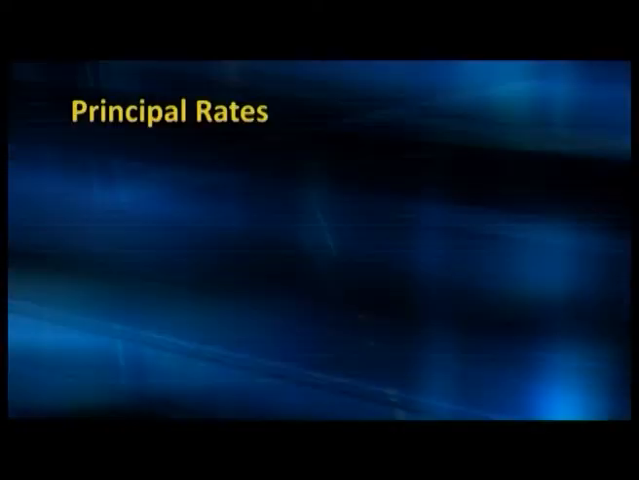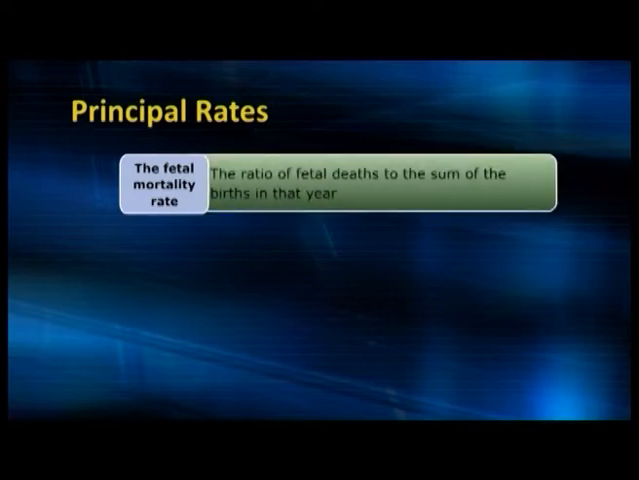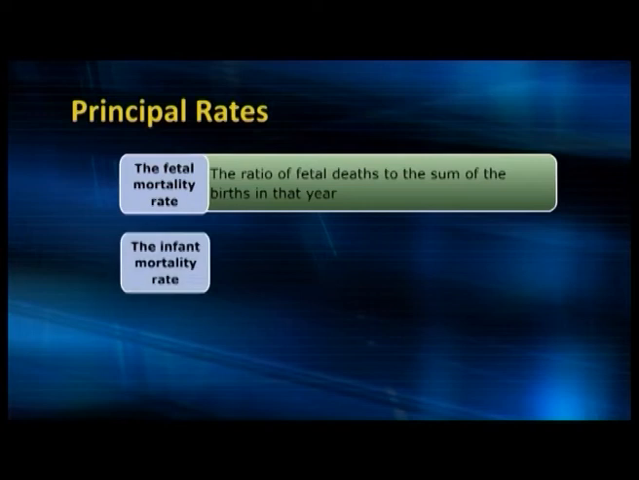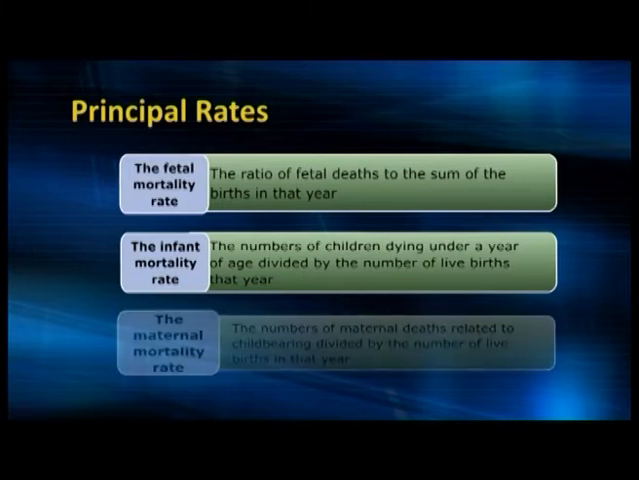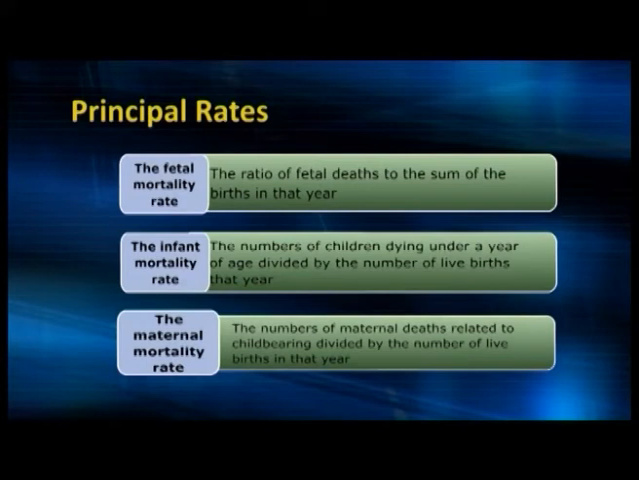There are a number of different types of mortality rates. Examples are as following: the fetal mortality rate, the ratio of fetal deaths to the sum of the births, that is, the live births plus the fetal deaths in that year; the infant mortality rate, the number of children dying under a year of age divided by the number of live births that year; the maternal mortality rate, the number of maternal deaths related to childbearing divided by the number of live births or by the number of live births plus fetal deaths in that year.